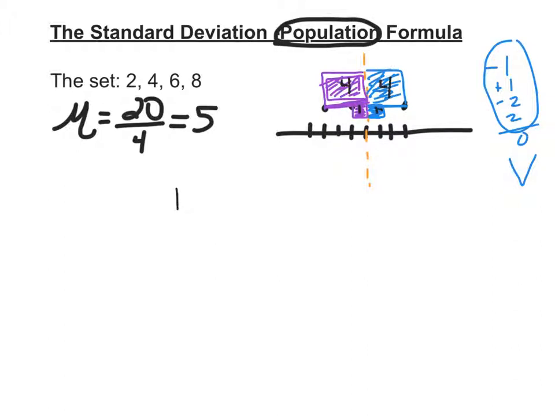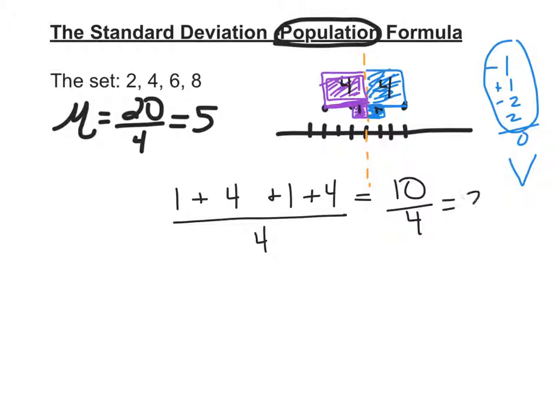So I have a 1 plus a 4 plus a 1 plus a 4. So the sum of these squared deviations is 10. And now I'm going to divide that all by the total number in my set, which is 4. And that equals 2.5. So 2.5 is the average squared deviation. We also call that the variance. And the variance is the average distance away from the mean squared, 2.5.